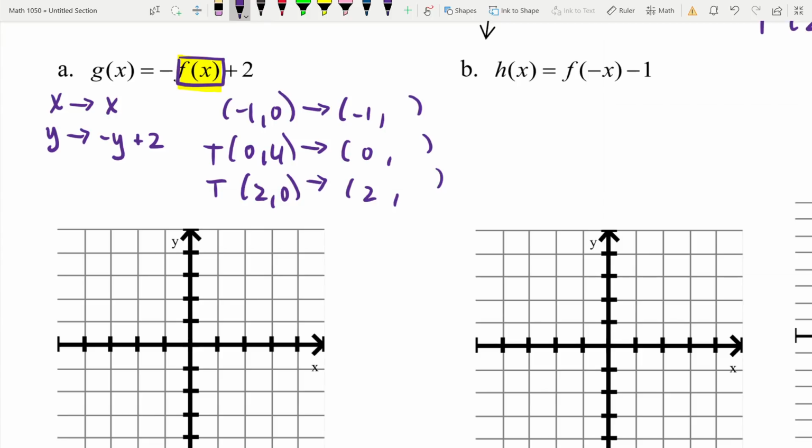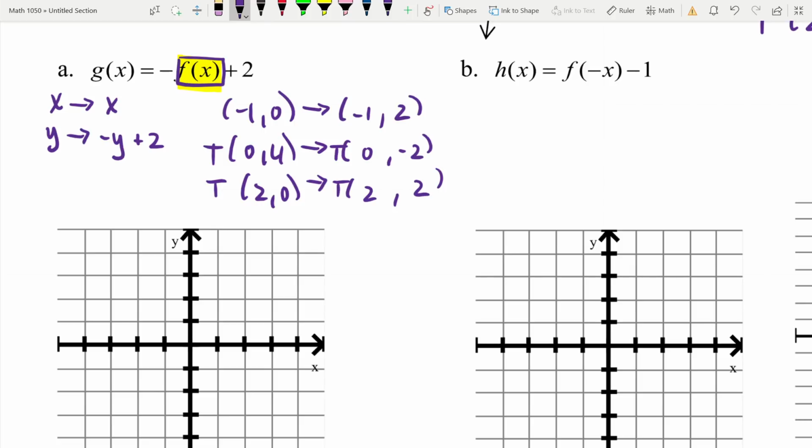Do I multiply by negative and then add 2, or add 2 and then multiply by negative? Which one do I do? Multiply first, right? So 4 times negative 1 is negative 4. Oh, let's do the 0, sorry. 0 times negative 1 is a 0, and then add 2, you got a 2. 4 times negative 1 is negative 4 plus 2, negative 2. 0 times a negative is still a 0, plus 2 is a 2. Put a turning point, okay?